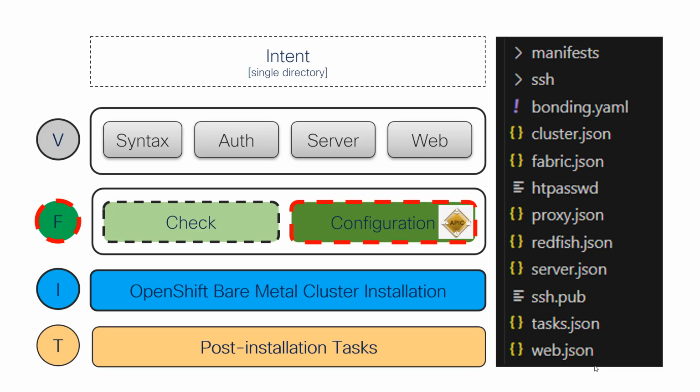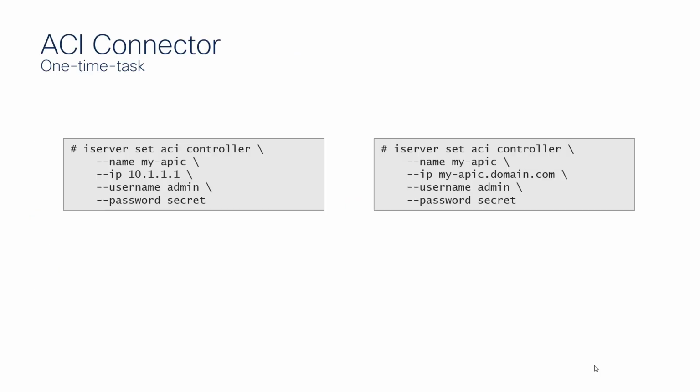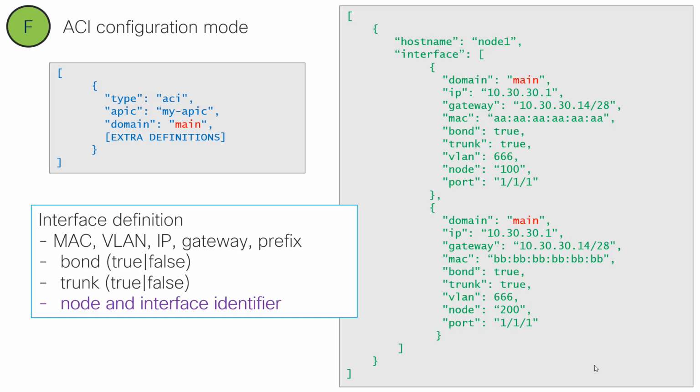The goal of this video update is to analyze the ACI fabric configuration mode workflow. One-time requirement is to create an ACI connector that contains the details required for REST API access to ACI controller. ACI configuration intent is defined in a fabric JSON file that contains controllers (blue) and servers with interfaces (green) parts.